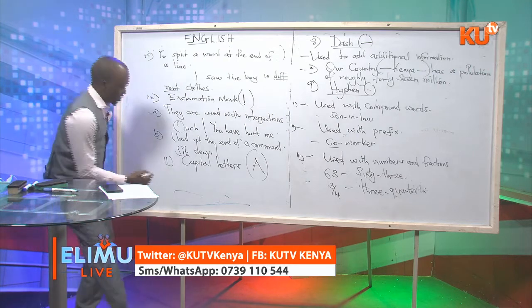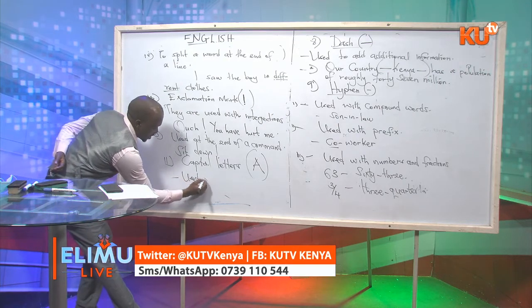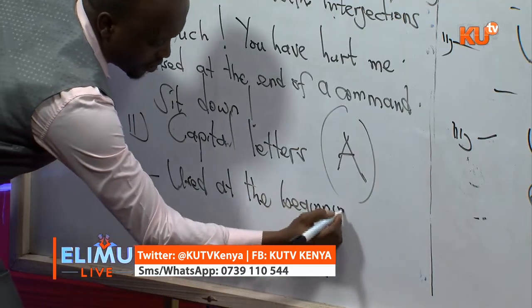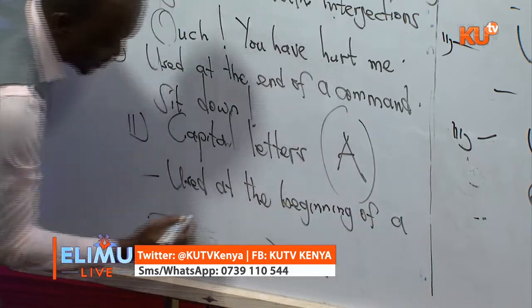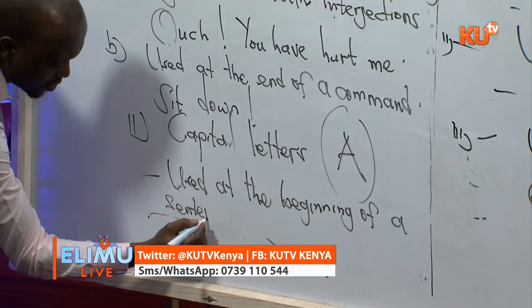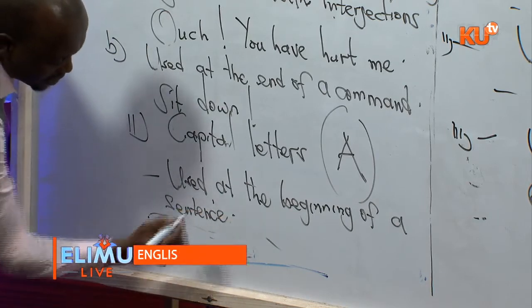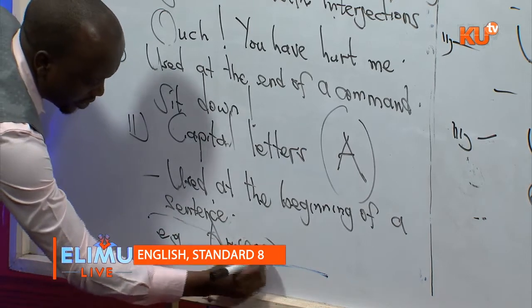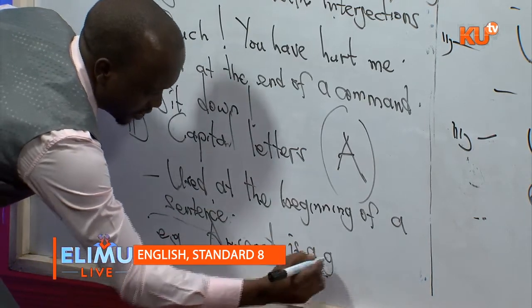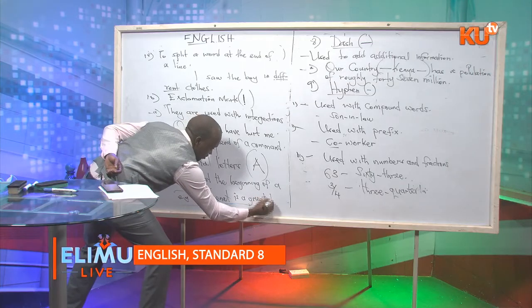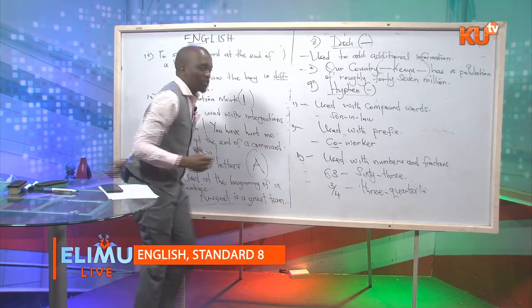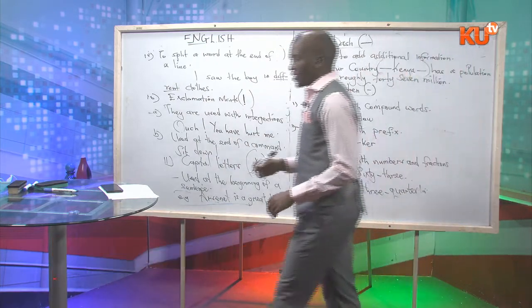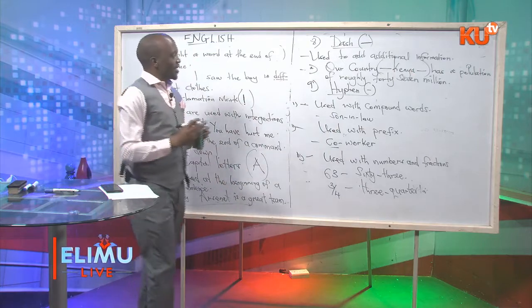The first use of capital letter is at the beginning of a sentence. An example, Arsenal is a great team. I know this one is relative. Some people will say, no, it's not a great team. But I've just given an example.